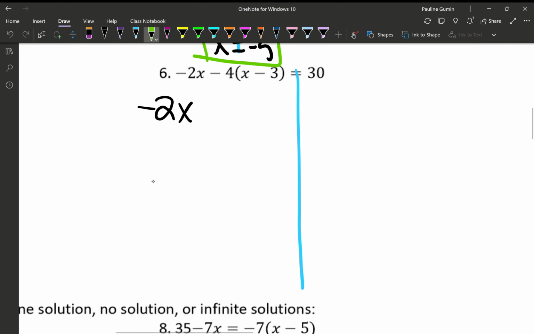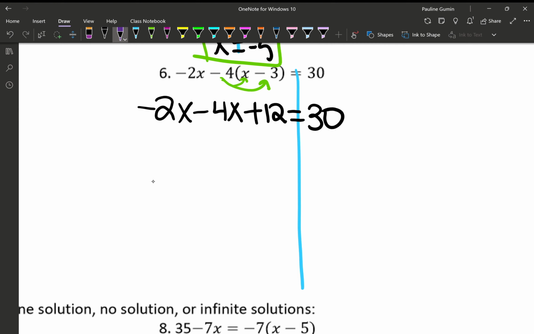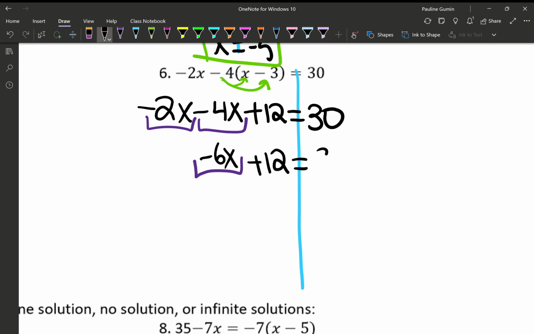Line down the middle. Negative 2x just kind of drops down. Negative 4 times x is negative 4x. Negative 4 times negative 3 is positive 12. And it equals 30. Just like in the previous two problems, I have two types of x's here. I have a negative 2x and a minus 4x. Negative 2x minus 4x is negative 6x. The plus 12 drops down, and so does the equal 30.